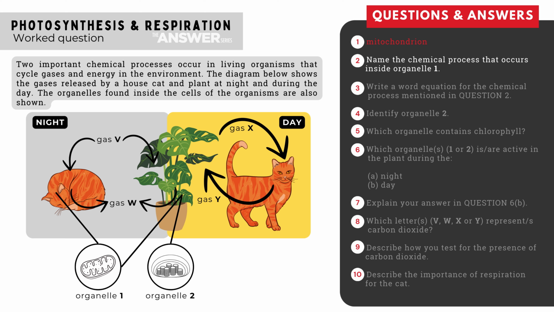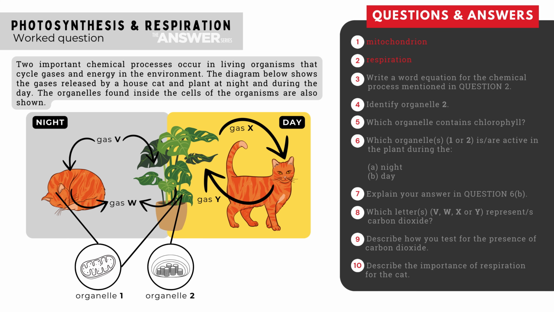Question 2. Name the chemical process that occurs inside organelle 1. This is something that you had to learn. Recognizing organelle 1 as the mitochondrion means that you should also remember that that organelle is responsible for respiration.